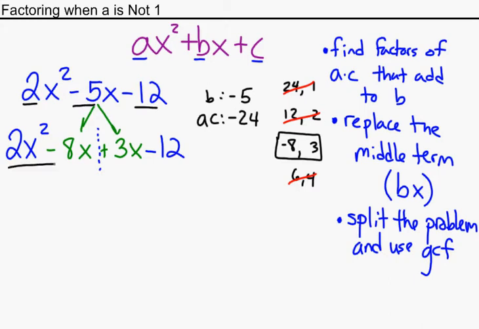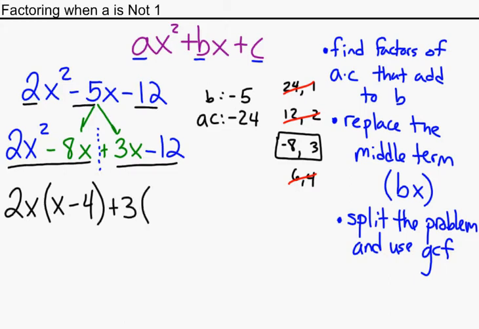If I take the GCF of just the first two pieces, I end up getting a 2 that I can pull out from both, and an x. And I'm left with x minus 4. That's from the first half. Take the GCF out of the second set, I get a positive 3 that I pull out, and they don't share any x's, so I'm left with x minus 4, because I divide the 12 by the 3.